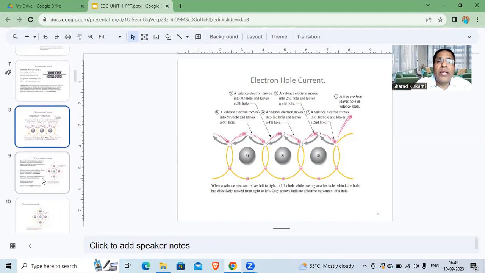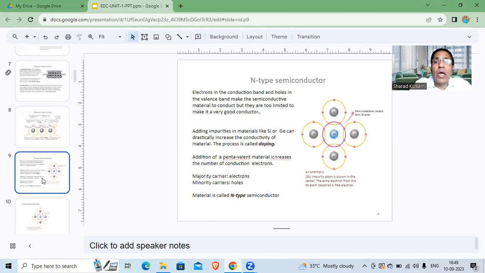That is, both the hole current and electron current direction will be opposite. Here we see the N-type semiconductor. So you take a pure semiconductor, add a pentavalent metallic impurity. The pentavalent metallic impurity has 5 electrons, out of which 4 electrons will form covalent bonds with the neighboring atoms, and 1 electron is free. Like that, one pentavalent metallic impurity atom generates 1 free electron.